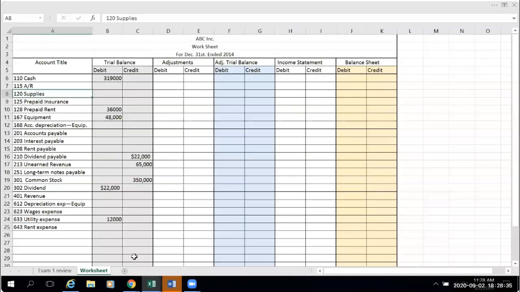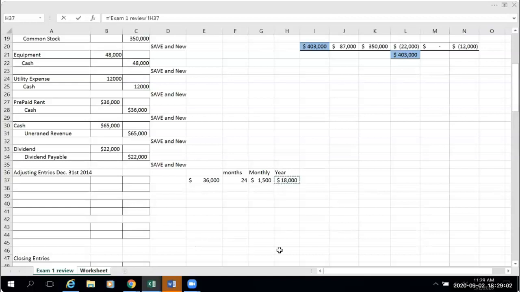So let's go to the worksheet. You see that? And this prepaid rent, the $36,000, has to be recorded as rent expense. So this $36,000 has to go down by how much? By $18,000 for 1 year. So this equals to, you see that calculation right there? Equals that.